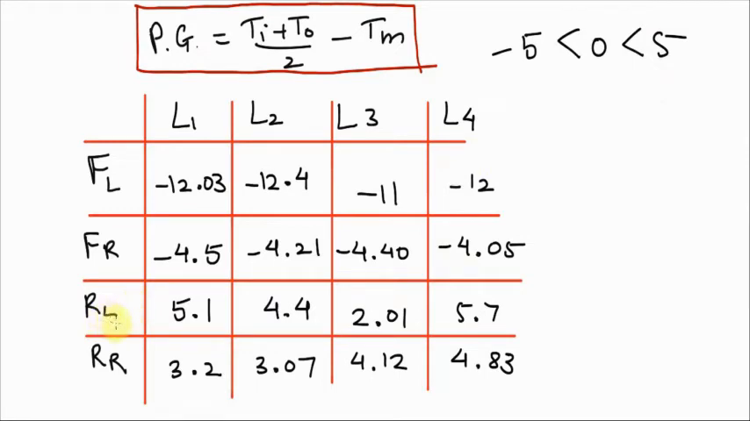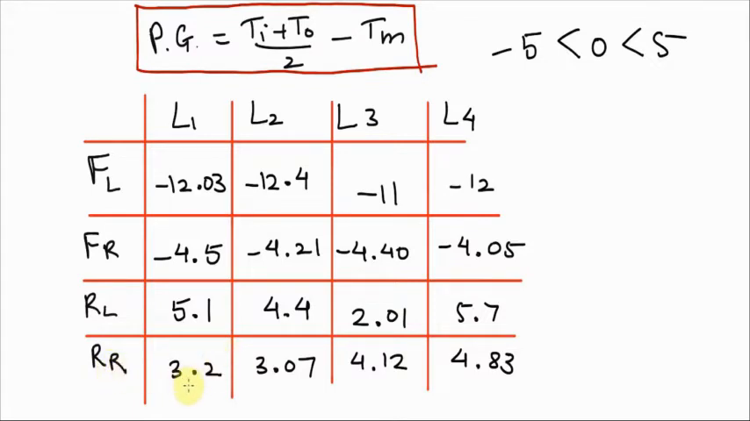Here for the rear left tire, we have these values: 5.1, 4.4, 2.01 and 5.7. These values sound okay, but still they cannot be taken into consideration. Why? We'll get back there later. And the rear right tire.